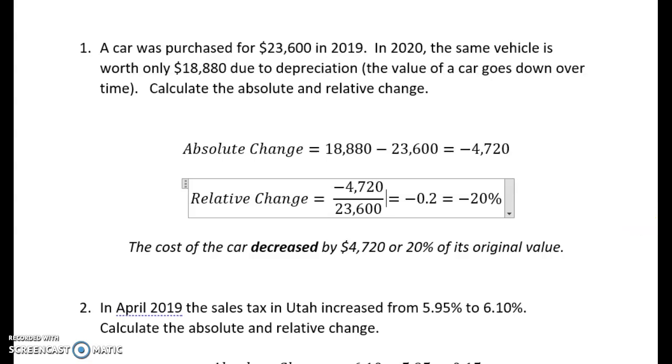So if absolute change is negative, the relative change will also be negative. If one is positive, then they'll both be positive. So this can be interpreted in two different ways. We could say the cost of the car decreased by $4,720 or decreased by 20% of its original value, or we can say that the absolute change was negative 4,720, and when we say negative, it's like replacing the word decreased.